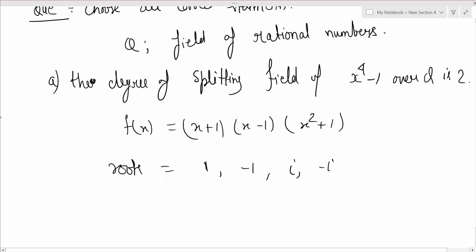What is the splitting field? Tell me, what is the splitting field over Q of this polynomial? Q(i), Q(iota). And what is its degree of extension? Two.